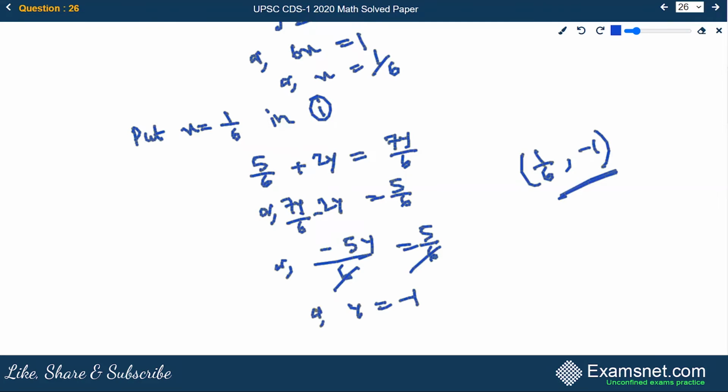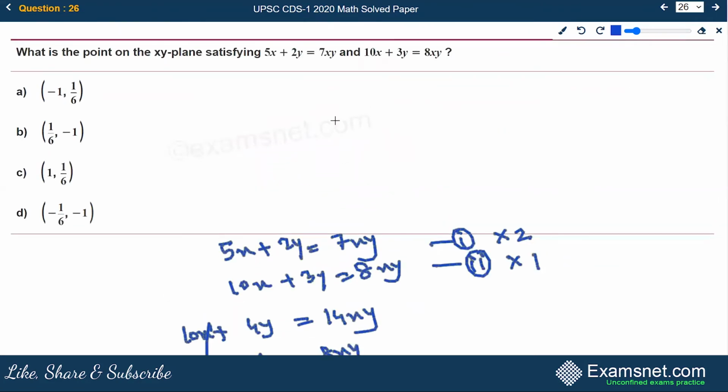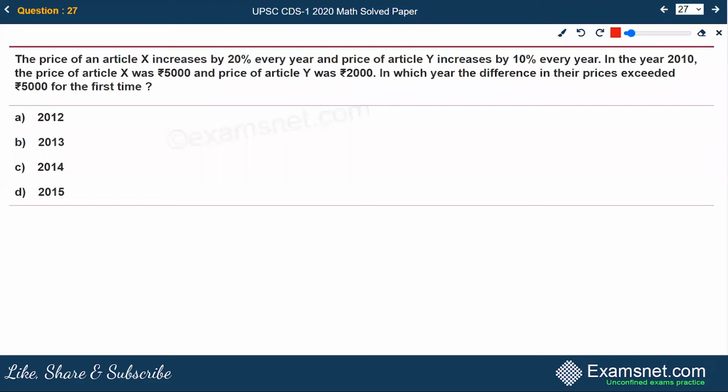So here we will get 1 by 6, minus 1. Option B is the correct answer here. In question number 27, we are given: the price of an article X increases by 20% every year and the price of article Y increases by 10% every year. In the year 2010, the price of article X was 5,000 and the price of article Y was 2,000. In which year did the difference in their prices exceed 5,000?